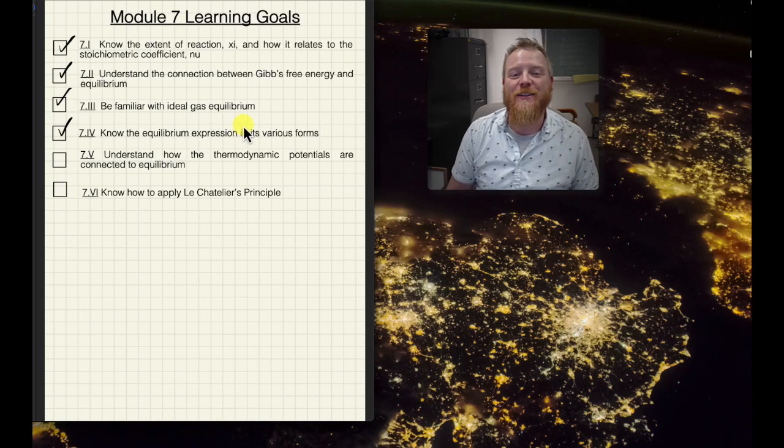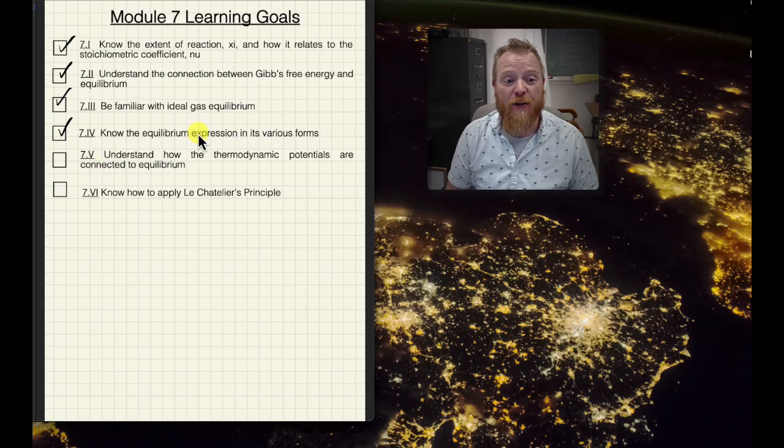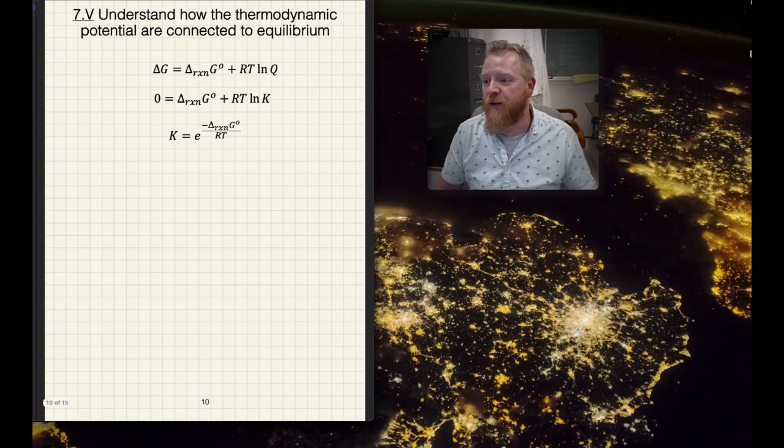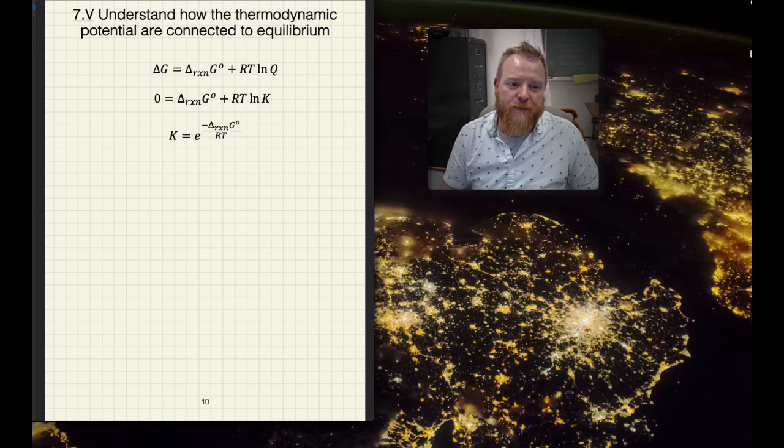Okay, people, let's get into this next learning goal. Number 5, understand how the thermodynamic potentials are connected to equilibrium. And this is, of course, related to your Igor 4 assignment. So this should give you some nice support understanding that assignment.